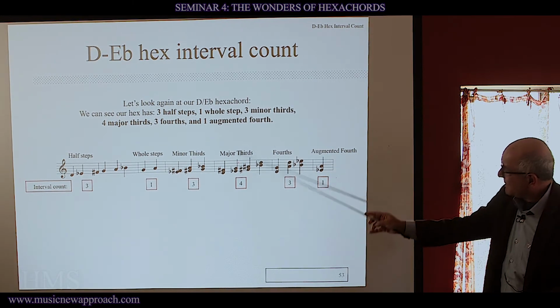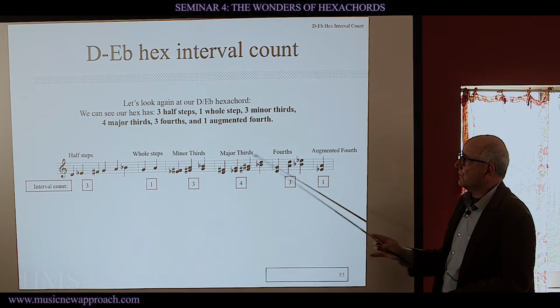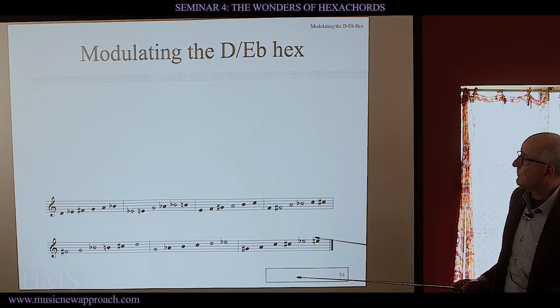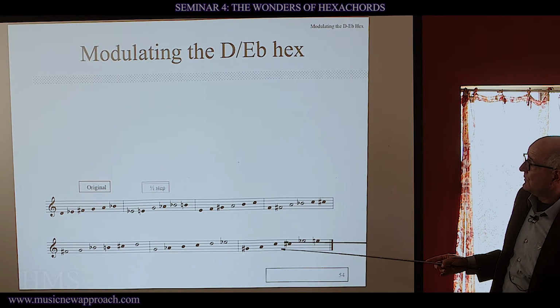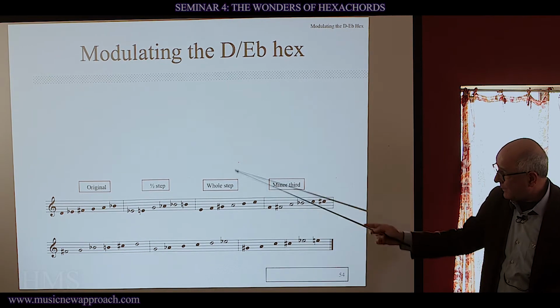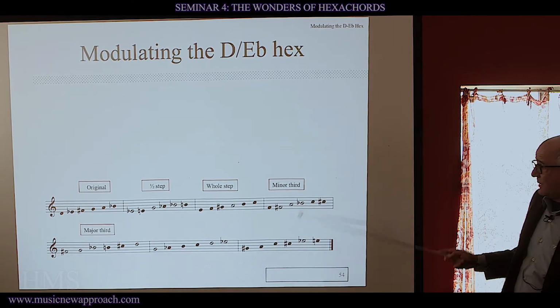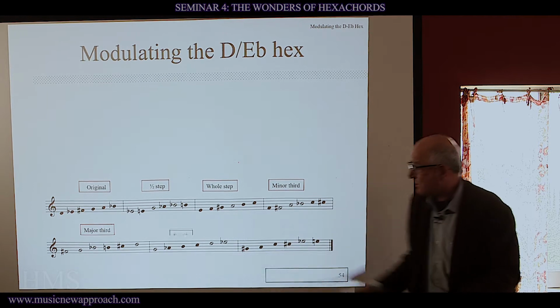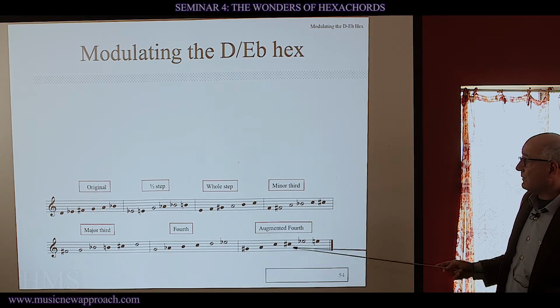So I have a predominance of major thirds in my hex, don't I? So when I modulate this, this is what I get. I go up. I have 3 common tones. I have 1 common tone. I have 3. I have 4. I have 3. And I have 1.